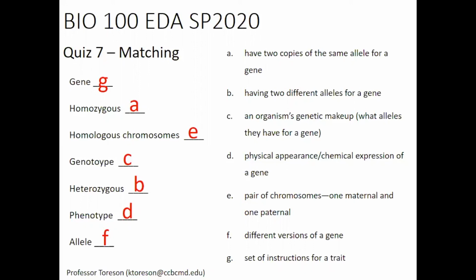Phenotype refers to the physical appearance or chemical expression of a gene. So the phenotype is what the organism looks like for that particular trait. And finally, the last term, allele, we have seen before, but alleles are different versions of a gene.